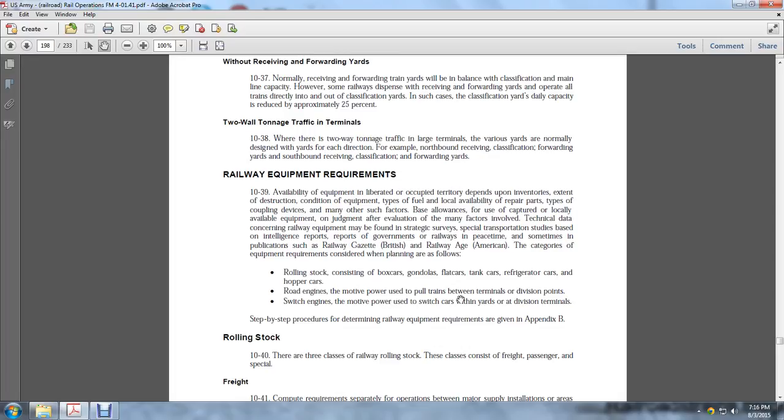Road engines, motive power that pulls the trains between terminals, and division switch engines, motive power that switches the cars in the yards and division terminals. Step-by-step procedure for determining the railway equipment requirements, Appendix B, 1040.